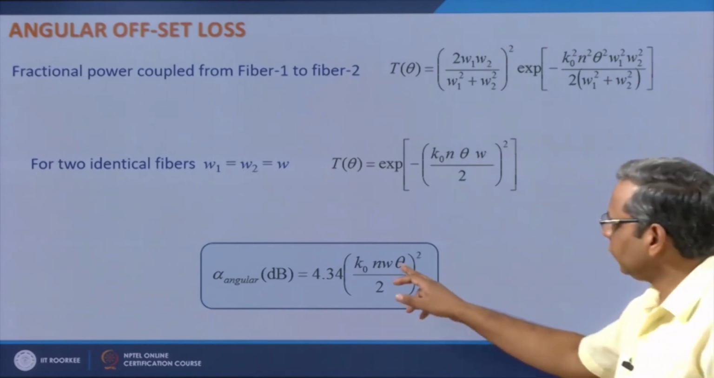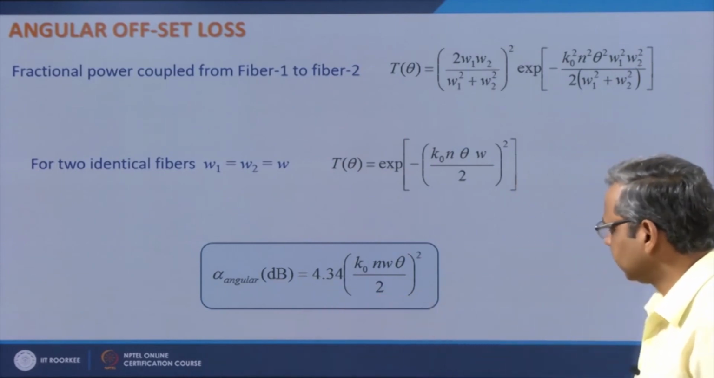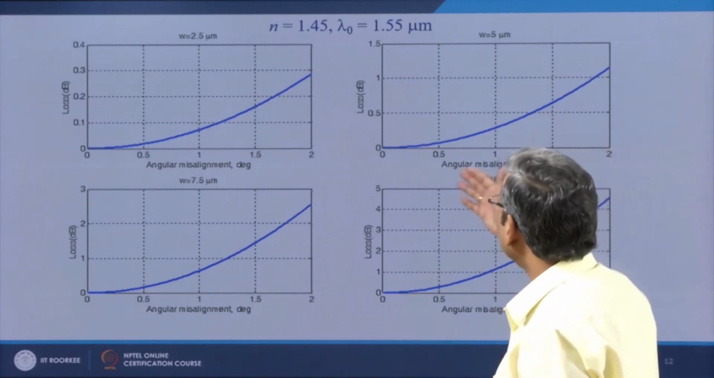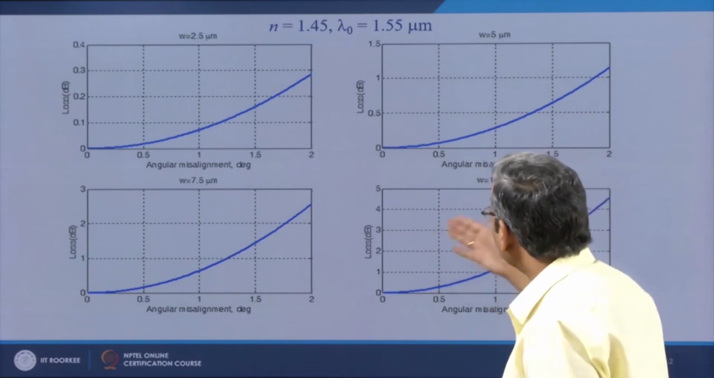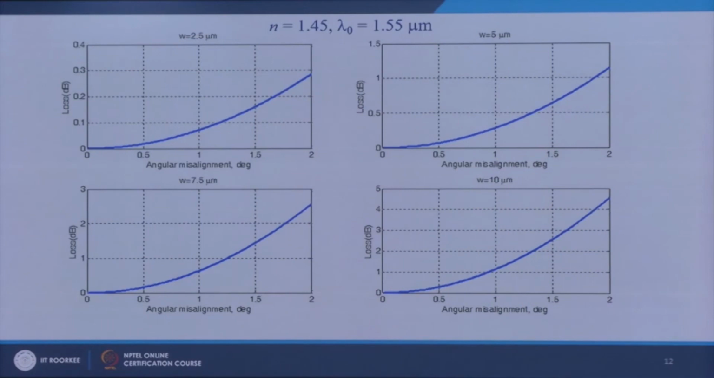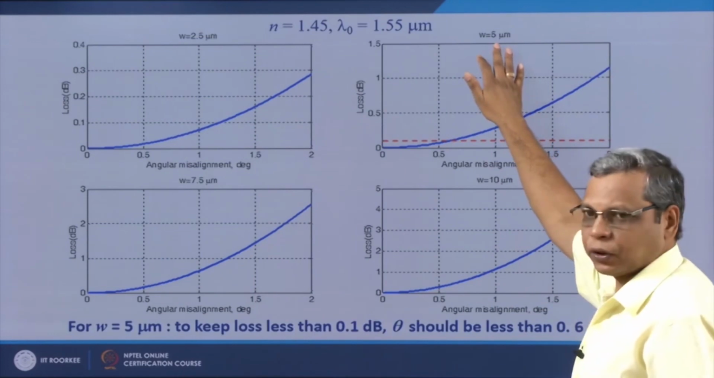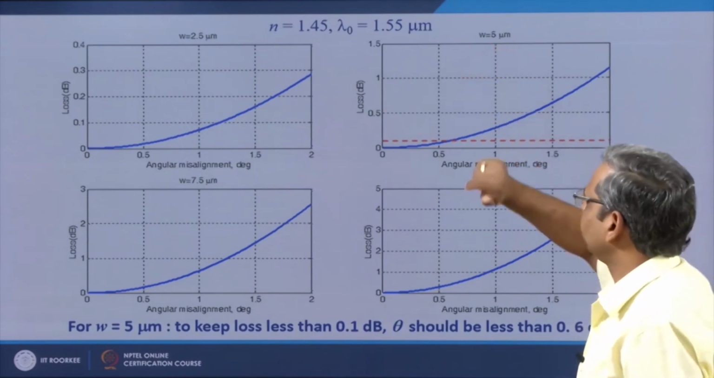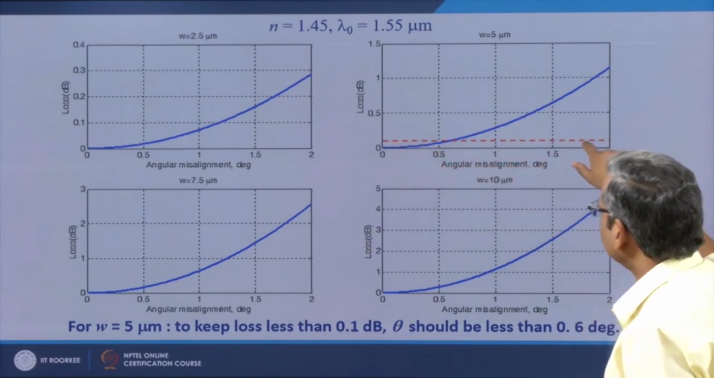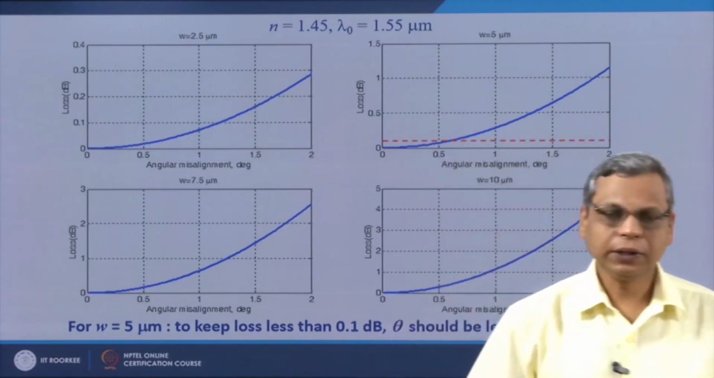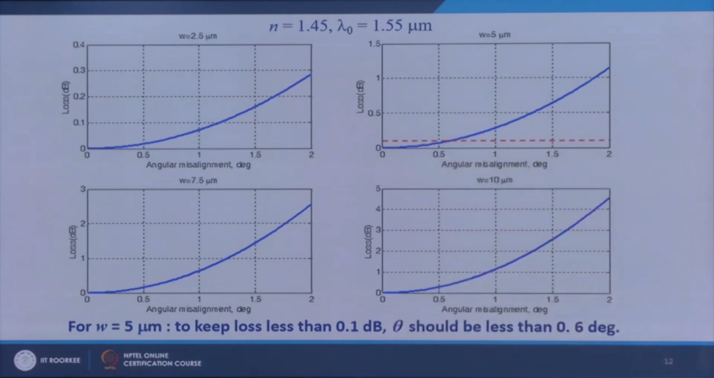Here I can see that if W is large, then angular offset loss is large. So I have plotted it. I have plotted this for different values of W, and I can see that when I increase the value of W, the angular offset loss increases. And again I look at telecom fiber, which has approximate value of W as 5 micrometer and 0.1 dB loss level. So I can see that if I want to keep the angular misalignment loss below 0.1 dB, then theta should be less than 0.6 degrees.